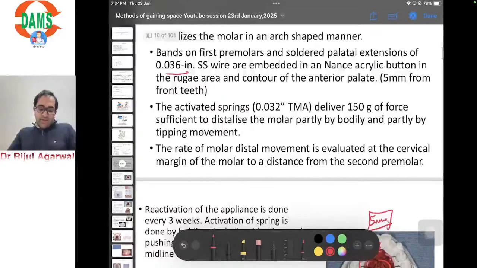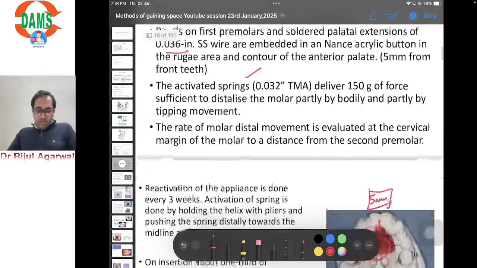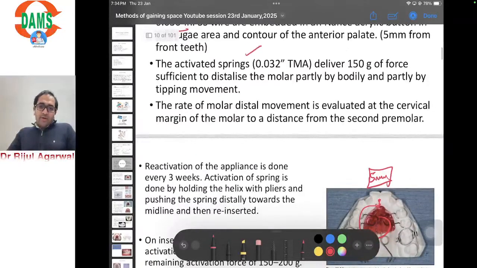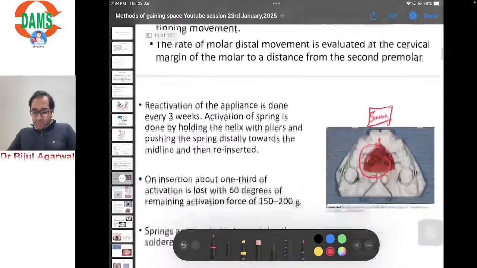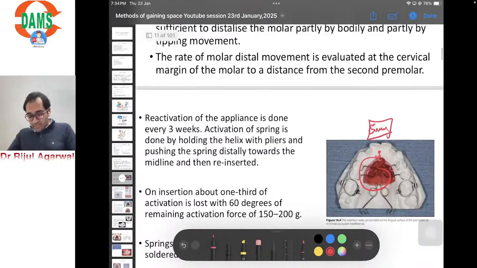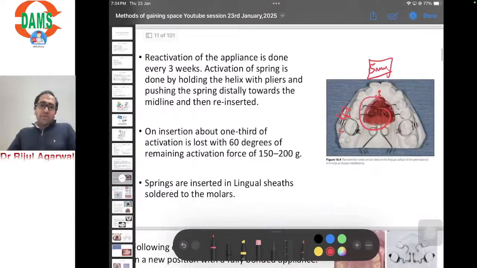Next, there is an activated spring made up of 0.032 inch TMA wire which delivers a force of 150 grams, sufficient to distalize the molar partly by bodily and partly by tipping movement. How do we evaluate the amount of distalization? It is evaluated by measuring the distance at the cervical margin of the first molar and the second premolar. This much distance is measured to evaluate the amount of distalization.